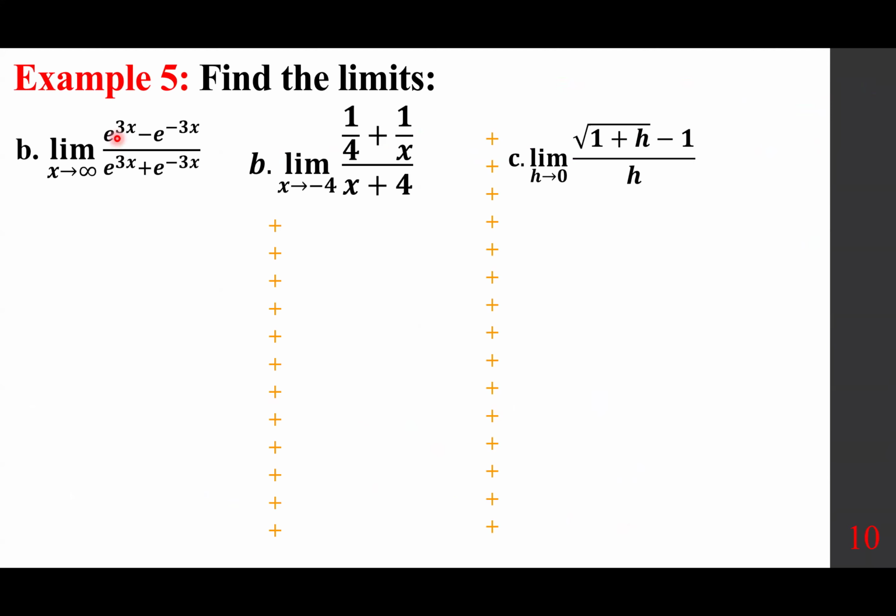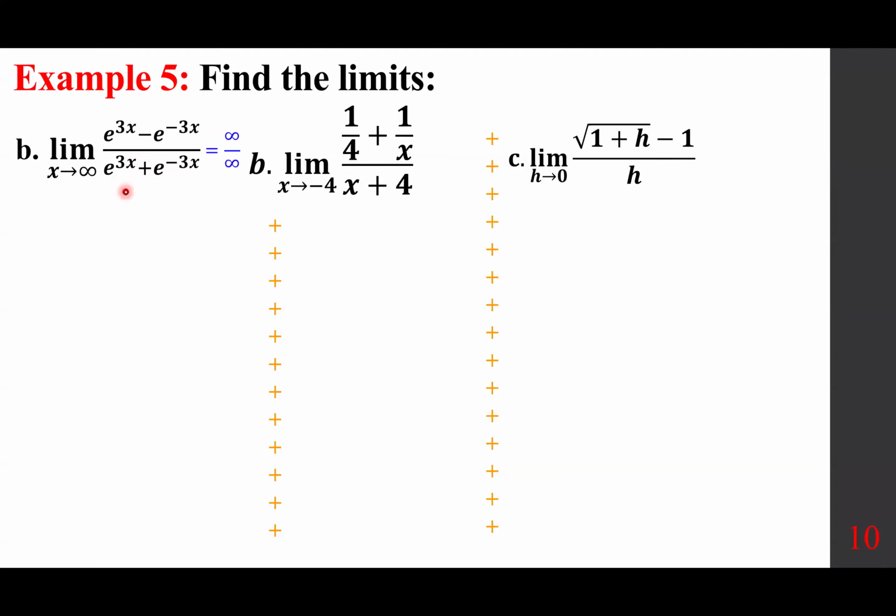The limit of e to the power of 3x minus e to the power minus 3x over the same thing with the plus sign in between as x approaches infinity. I hope you realize. If we plug in, this goes to infinity, this goes to 0. This goes to infinity, this goes to 0. So you have infinity over infinity.